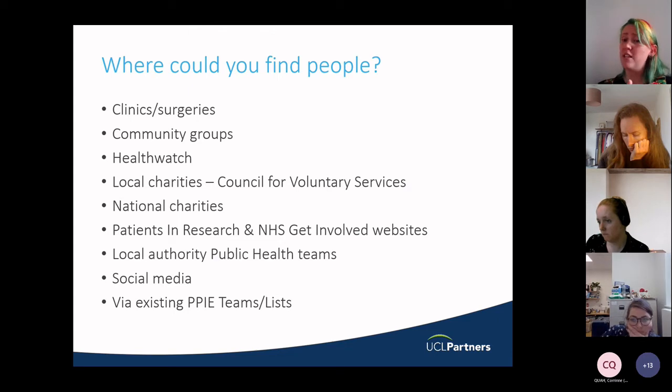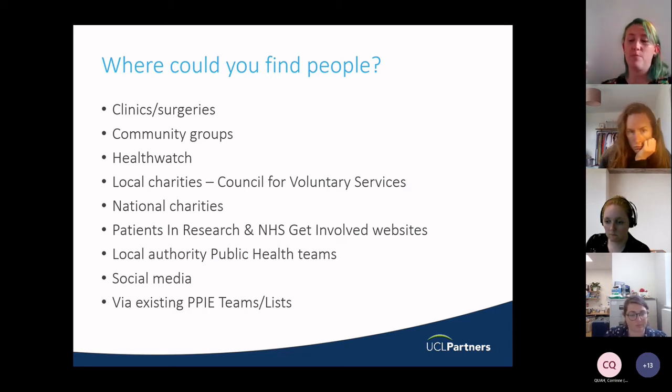Don't forget the power of social media and also the power of word of mouth. If you have some friends and family who are in groups, get them to share it for you. It really, really works. And think about what communities exist on social media that you could tap into and ask them to like, share and spread the word on your behalf.